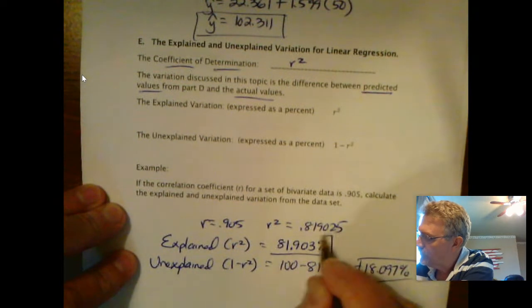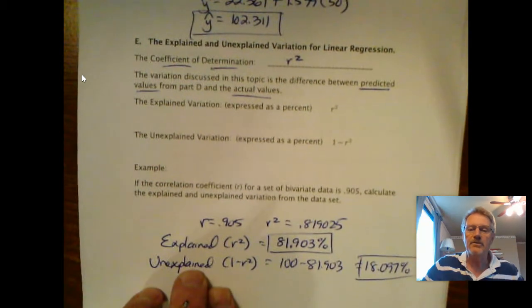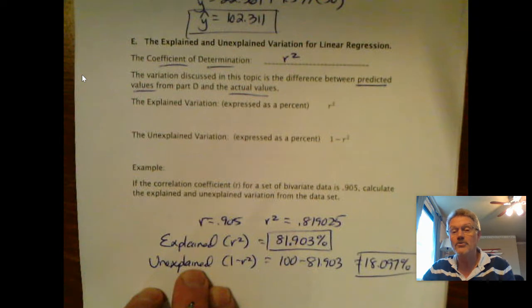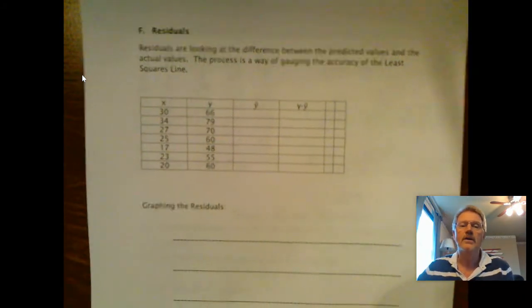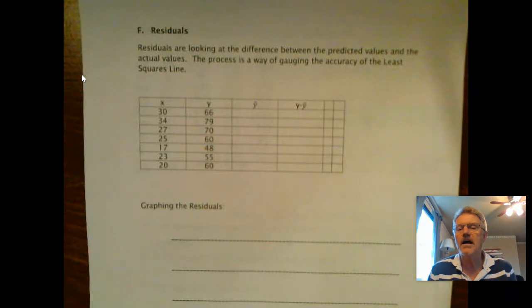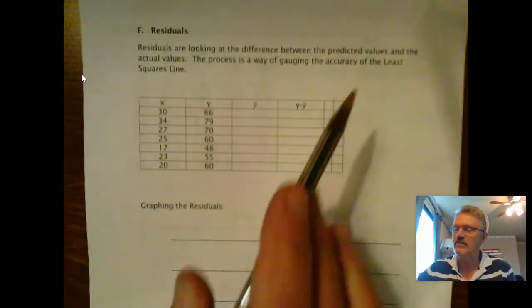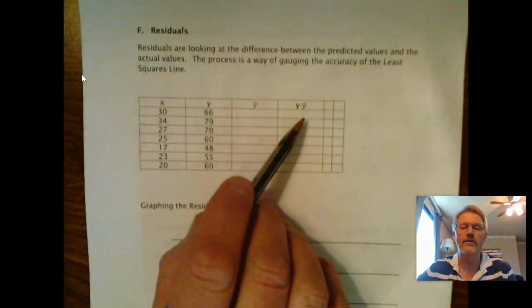Okay. Hopefully that's a pretty easy topic. Hopefully most of chapter 9 has been pretty easy and straightforward. So one more thing that we have to do, and that's called graphing the residuals. The residuals are the same thing we've been talking about. It's the difference between the predicted value and the actual values.